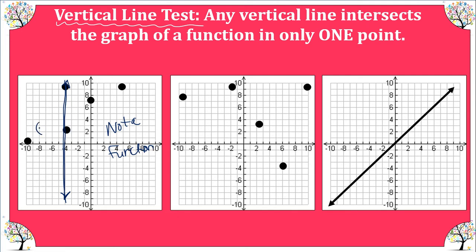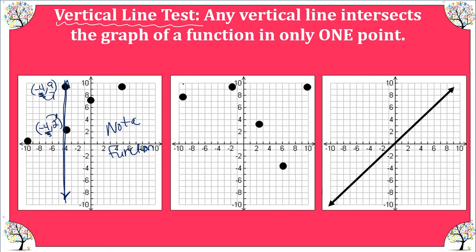This ordered pair is -4, 2, and this ordered pair is -4, 9. To be a function, each input value, each x value, can only have one unique output. But this -4 has an output of 9 and an output of 2. So it doesn't pass the vertical line test. It doesn't meet the definition of a function. It is not a function.